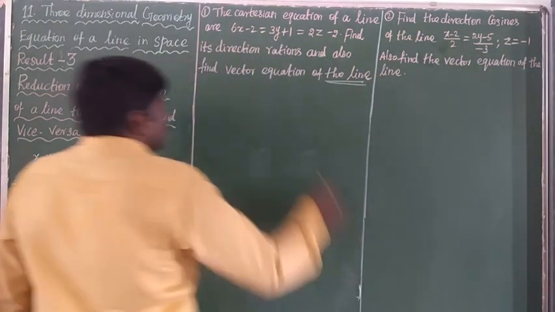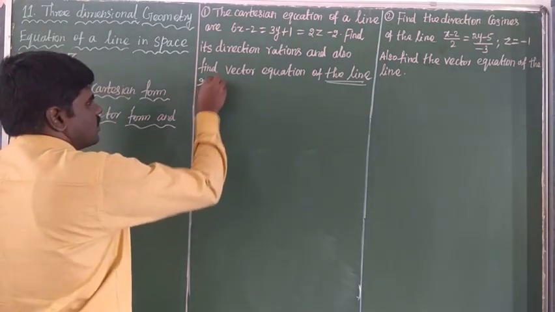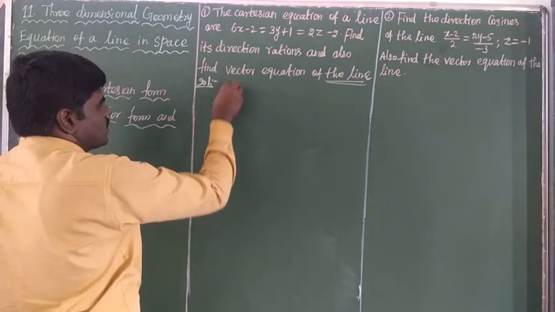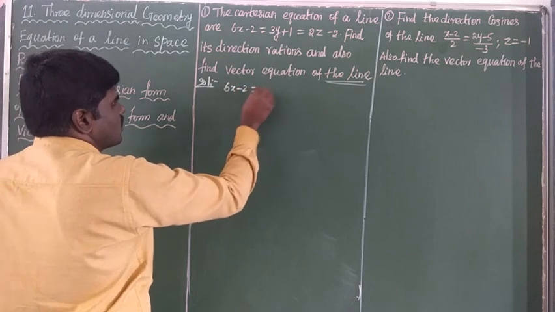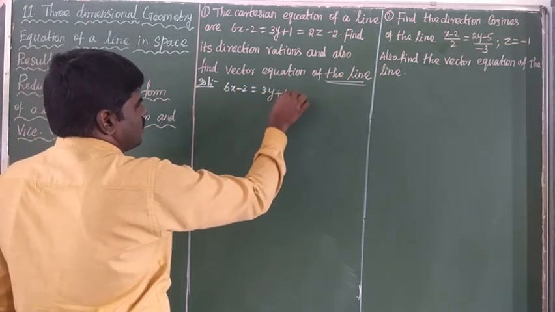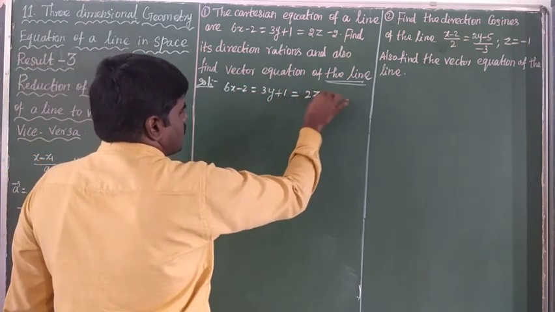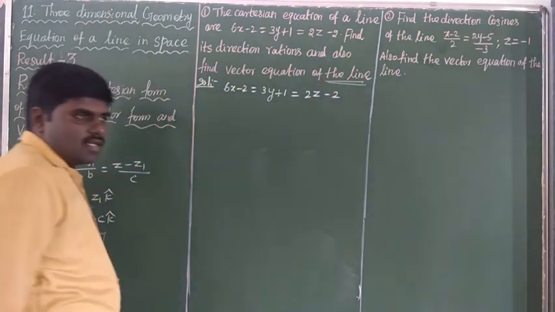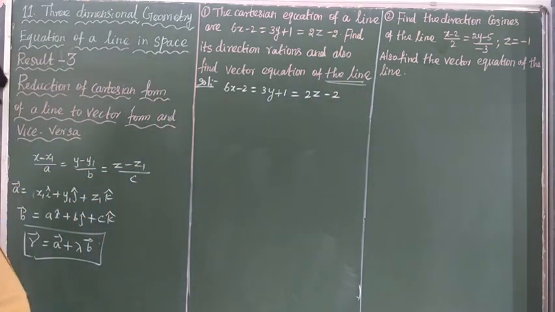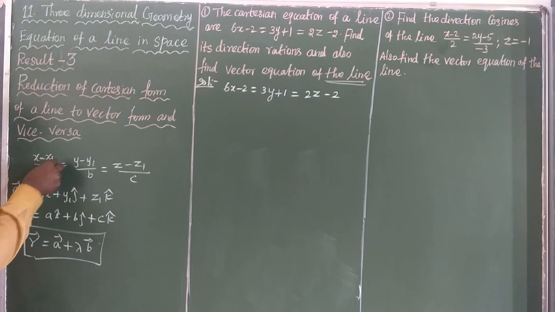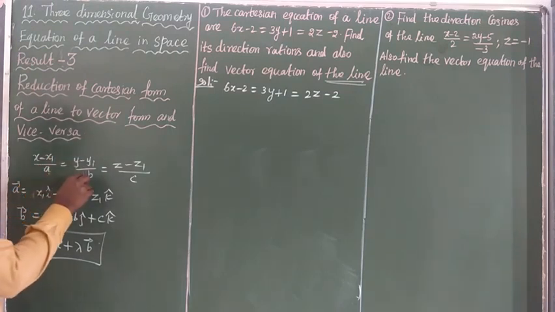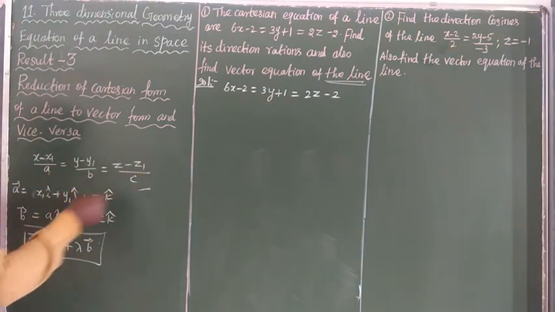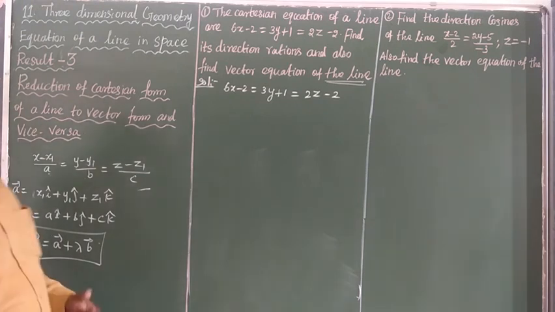Okay, let's find the solution. First, what's given? 6x minus 2 is equal to 3y plus 1 is equal to 2z minus 2. Is it clear? What is the Cartesian form? (x minus x1) divided by a, (y minus y1) divided by b, (z minus z1) divided by c. This is the Cartesian form of the equation of a straight line.